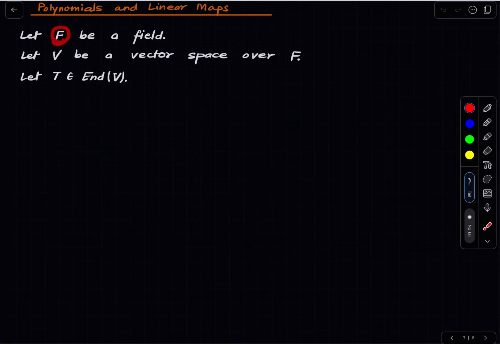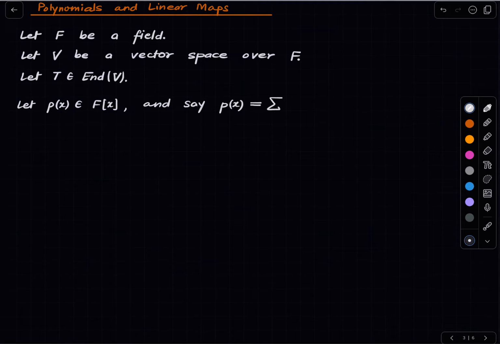So fix a field F and let V be a vector space over F. Fix an endomorphism t of V. Then for any polynomial P, so if we have a polynomial P(x) over the field F, and say the polynomial looks like this. Let me write it in full. Suppose the polynomial looks like that. Then we define an endomorphism on V, which we denote as P of t.